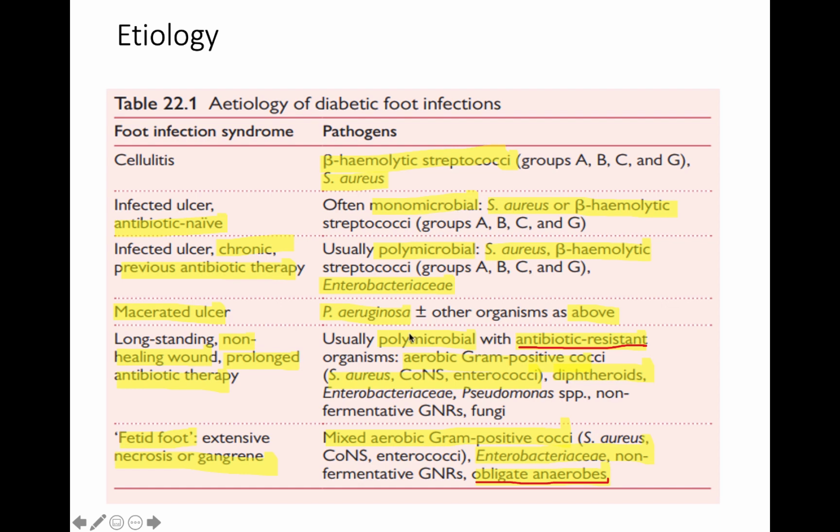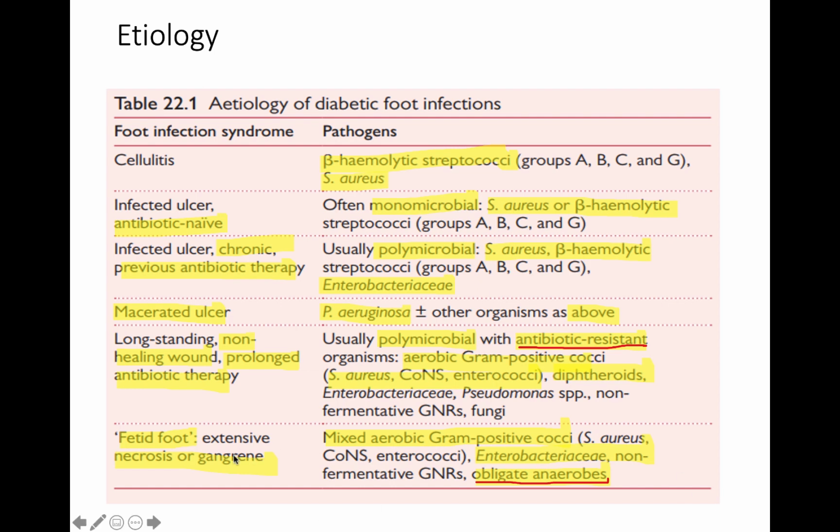So this is usually what? A polymicrobial infection, any of these that we mentioned here. Now I have added the issue of antibiotic resistance. So now I have an antibiotic-resistant polymicrobial infected diabetic foot ulcer. So all of them: Staph aureus, coagulase-negative staph, enterococci, diphtheroids, anaerobes, Enterobacteriaceae, Pseudomonas, non-fermentive gram-negative rods, fungi, everything. Fetid foot means now this is gangrene, necrosis and gangrene.